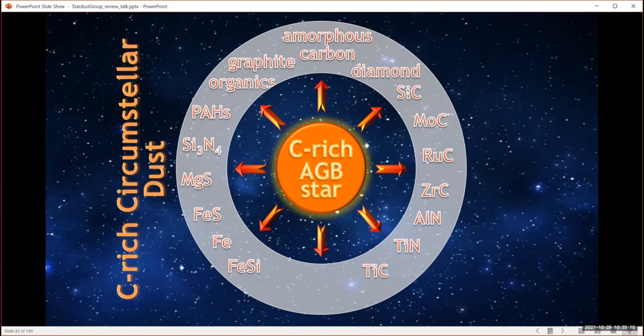Silicon carbide is really important, and we'll spend some time on that in another video, as well as some other carbides, and I'll talk about those in a moment, and some nitrides. So here we've got molybdenum, ruthenium, zirconium, and titanium carbide, aluminium or aluminum nitride, titanium nitride. And then we've also got some sulfides. So we've got magnesium sulfide, iron sulfide, iron metal should form, and then this iron silicon alloy should form too. So these are the things that can form. The oxygen is nowhere around, so you make these very reduced compounds.